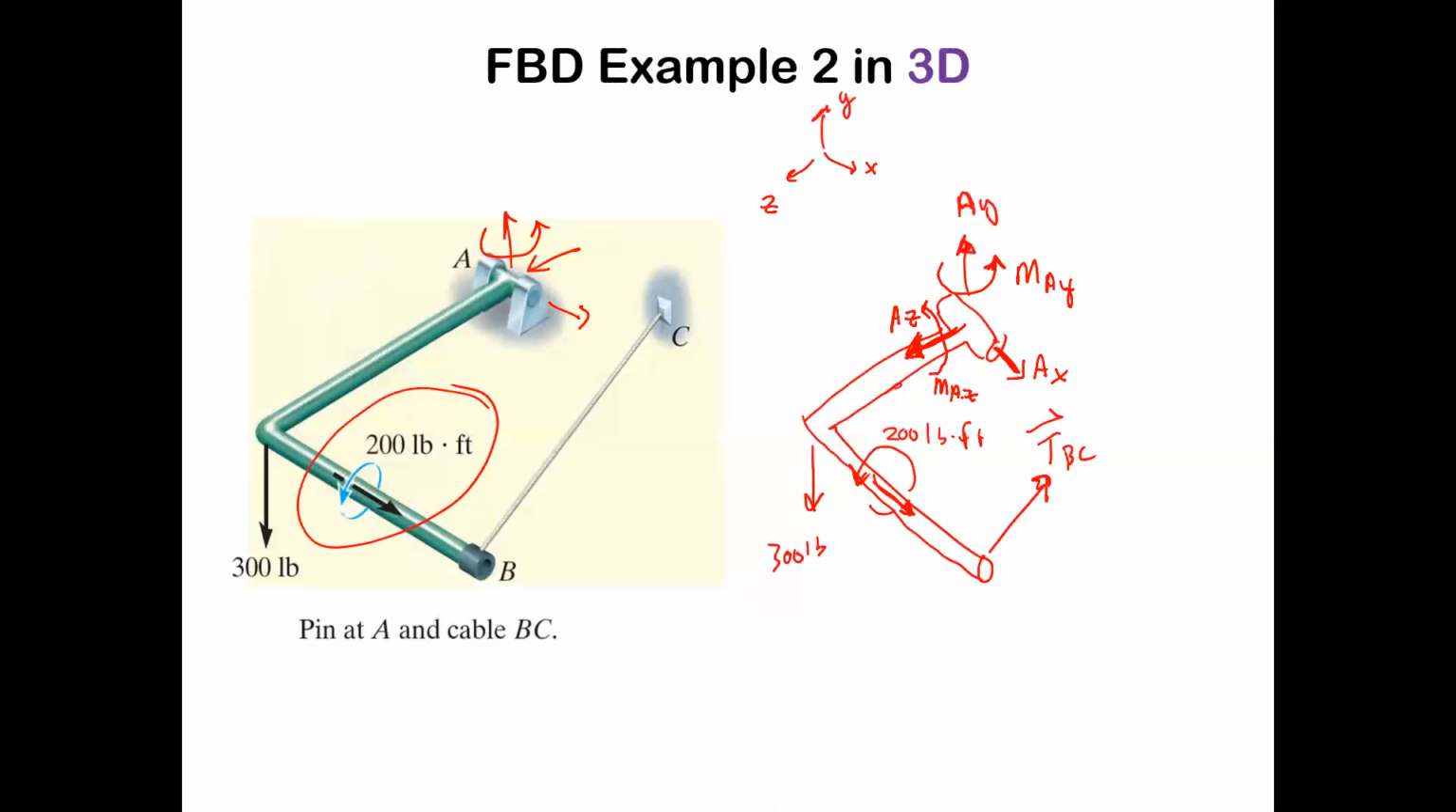So how many unknowns do we have? 1, 2, 3, 4, 5, 6. 6 unknowns. We can solve this thing with 6 equations. We'd have to write 6 equations to solve it, but we can do that. Okay, questions?